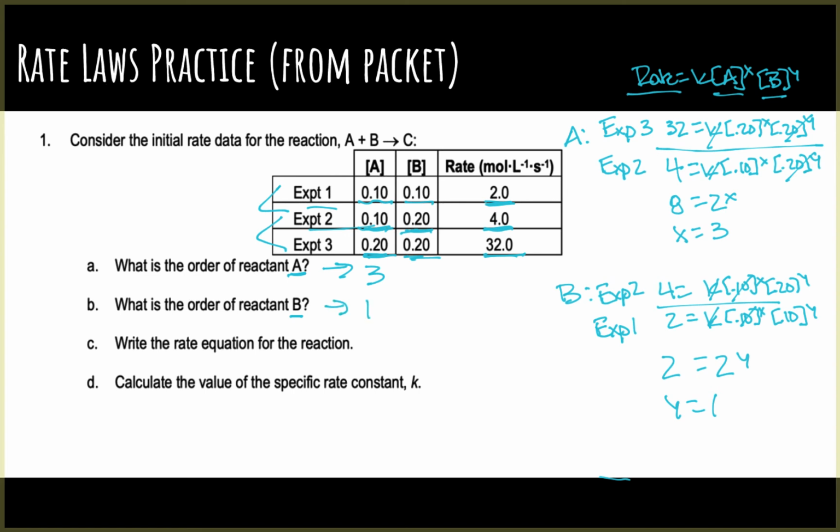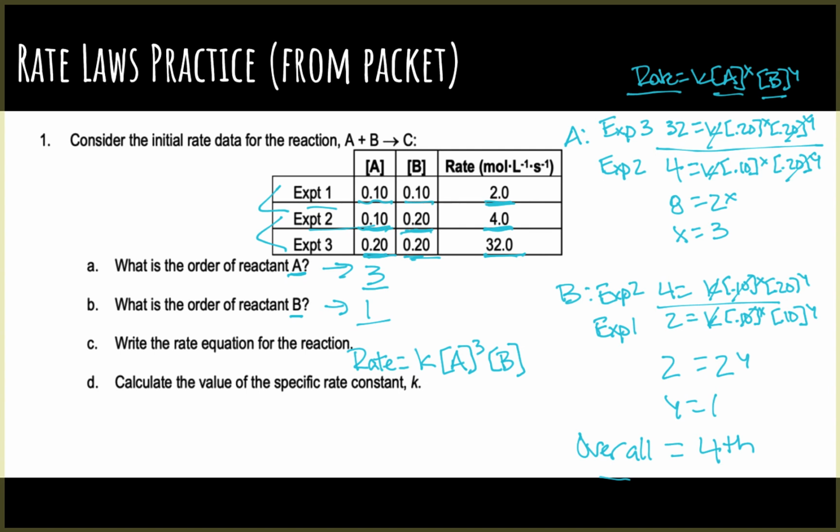So the order of reactant B is 1. The rate law for this reaction would be rate equals k, A to the third, B to the first. If it's to the first, you don't have to write the exponent. This could also ask what the overall order is. If it wanted the overall order, we would add those exponents together, so the overall order for this one would be 4th overall.